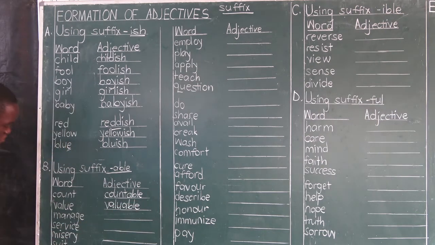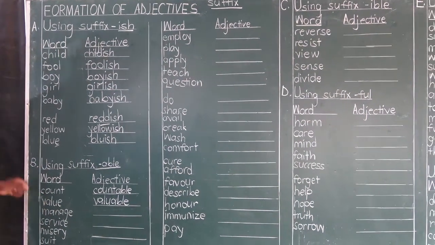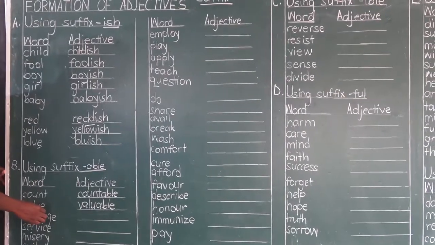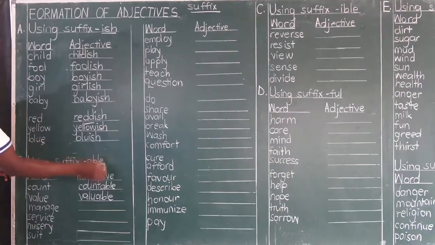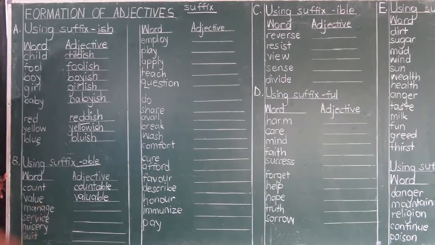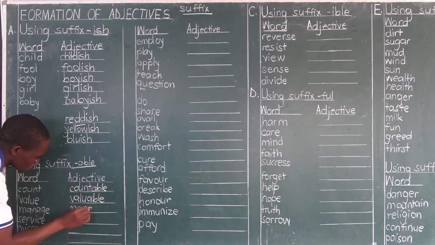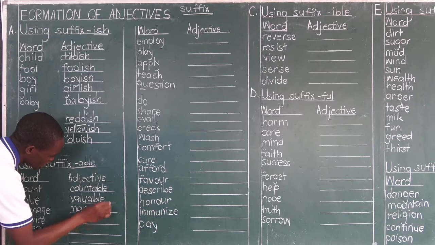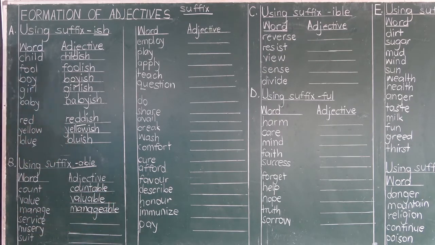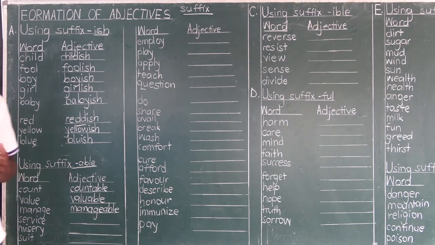V-A-L-U-A-B-L-E. Still no E after letter U, like here, no E after letter U in bluish. Our next word is manage. This time we're going to maintain the last E. See what has happened? This is UE, this is UE. No E, no E. This is GE, which is a consonant, GE. So we change from manage to manageable. Manageable, that can be managed. What can be managed is described as manageable.